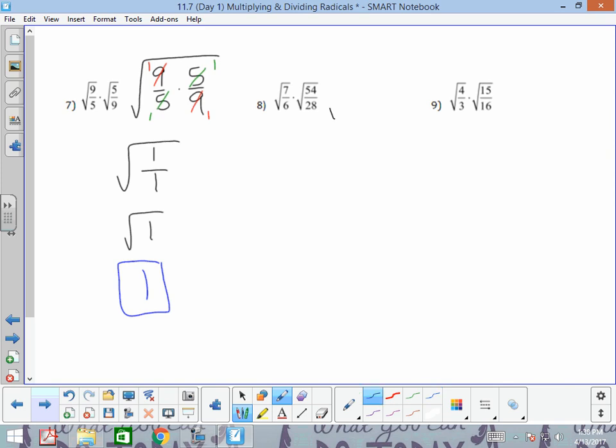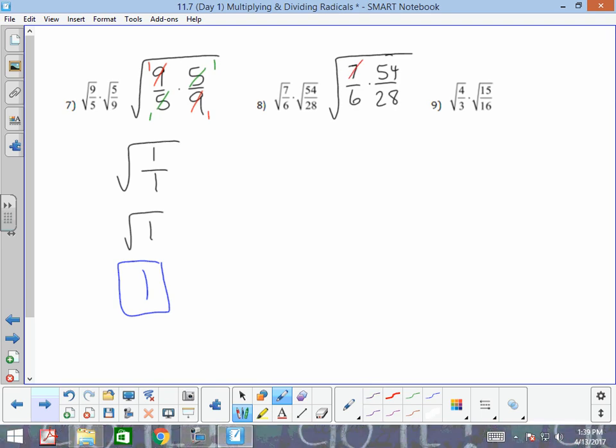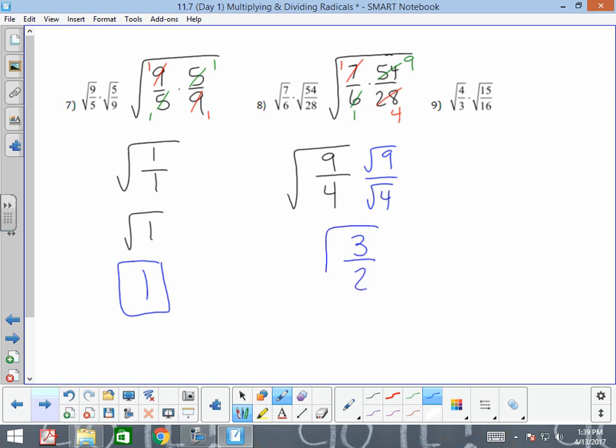Okay, what number times itself is 1? 1. All right, do the same thing with this one. We have inside the radical 7/6 and 54 over 28. So first let's reduce. 7 and 28 both reduce by 7. 6 and 54 both reduce by 6. So in the numerator, I have 1 times 9. In the denominators, I have 1 times 4. So now we're just going to take the square root of 9 and the square root of 4. So that's 3 over 2. Okay, and again, don't make it mixed because you can't use a calculator anyway, so just leave it improper.